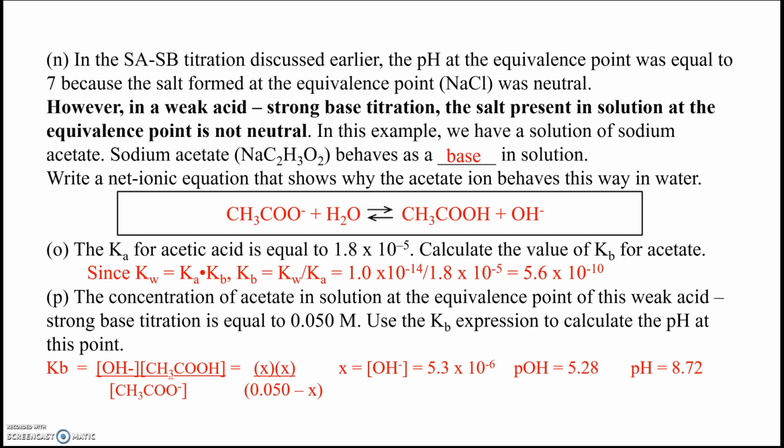Well, I can write the Kb formulation, and I get this, and I set up my equilibrium expression, and I'm going to assume that X is negligible relative to 0.050. And when I do, I solve for X, which is the OH minus concentration, and I get 5.3 times 10 to the minus 6. When I take the negative logarithm of that number to get pOH, I see that that's 5.28, which means my pH is 8.72.